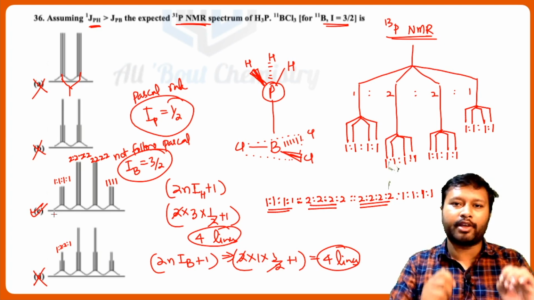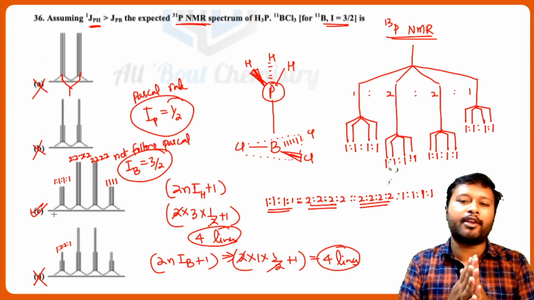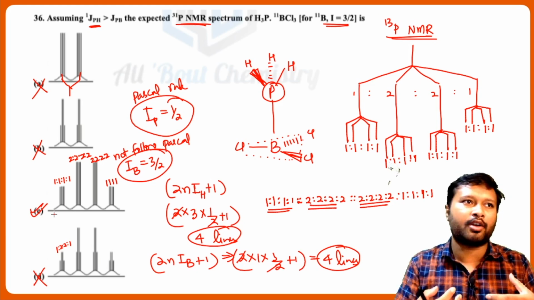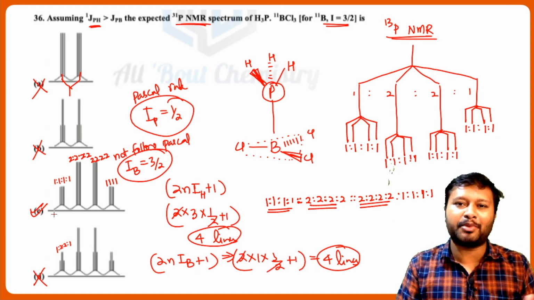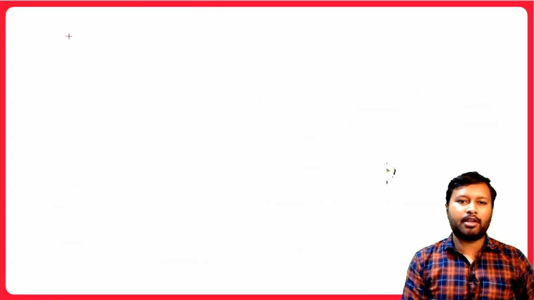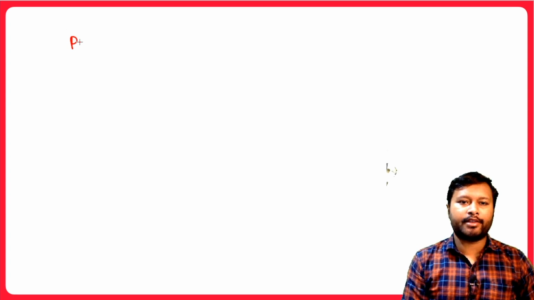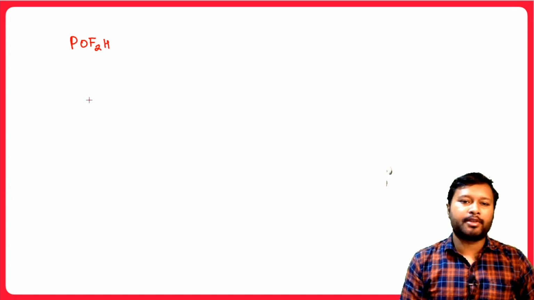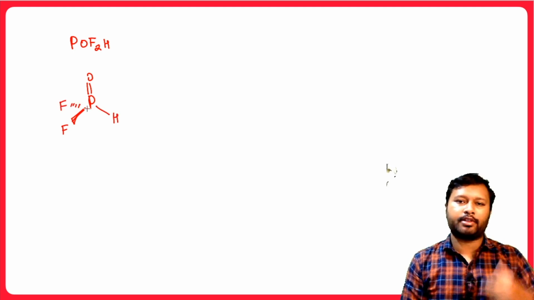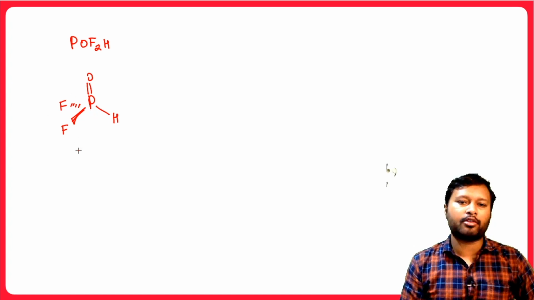Now let me give you a very good example where the J values merge with each other, and in that case how the splitting is going to take place, or basically how the overall peak intensity is going to change. Alright, let's take an example of a very simple inorganic molecule, POF2H. Its structure is P double bond O, with 2 fluorine attached to it and 1 hydrogen attached to that. So it's a tetrahedral structure. This is how the molecule looks.